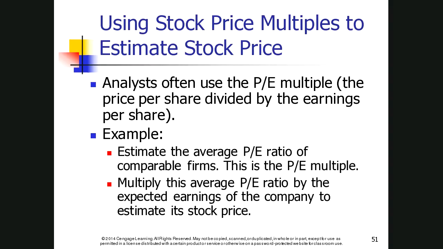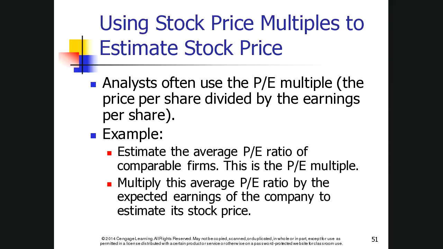Okay, so if you're using the stock price multiplier, the third method is to use stock price multiples to estimate the stock price. So the first method, dividend discounted model. The second method, free cash flow model. And third method is the stock price multiples. And this one we actually did in the first 2-3 chapters when we learned all those multiples, when we talk about the market ratios and then the PE ratios, and so this is a variation of that.